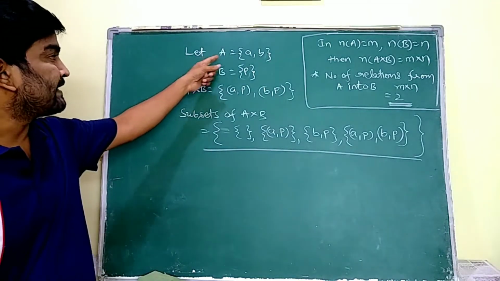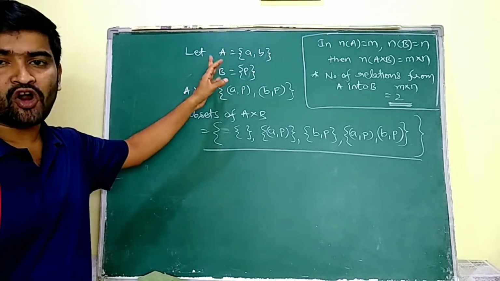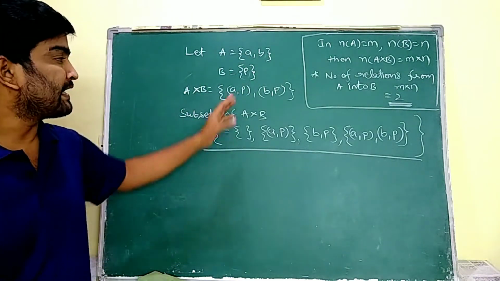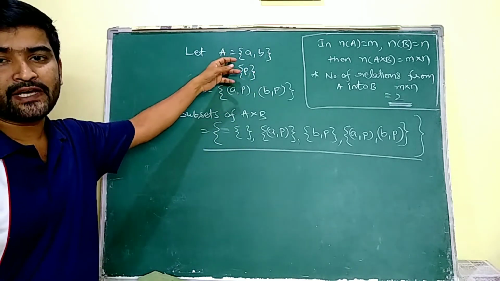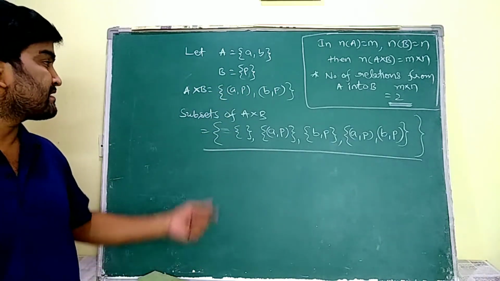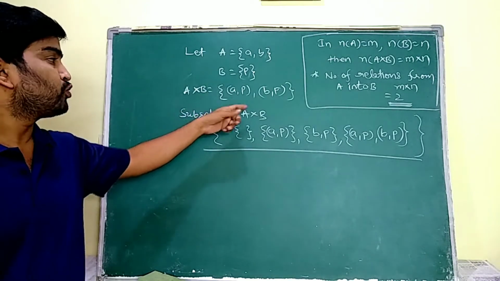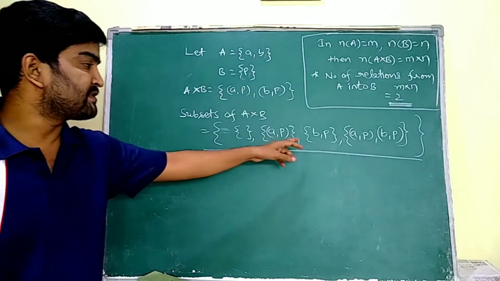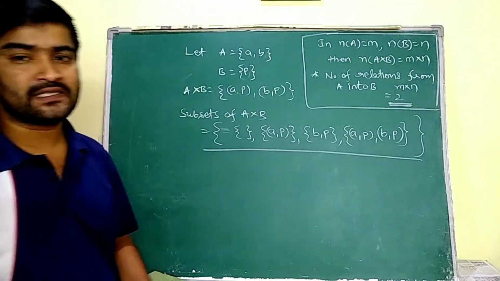See, let A is equal to {a, b}, B is equal to {p}. So these two are non-empty sets. Then A cross B is equal to {(a,p), (b,p)}. I can write like this. Why? Because here A is having 2 elements, B is having 1 element. So A cross B is having 2 into 1, that is equal to 2 elements. Okay now, as we discussed, the number of subsets of A cross B is 2 power the number of elements in it. So 2 power 2, that is equal to 4 subsets we have: the empty set, singleton sets and the set itself.